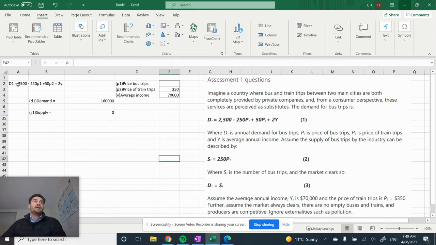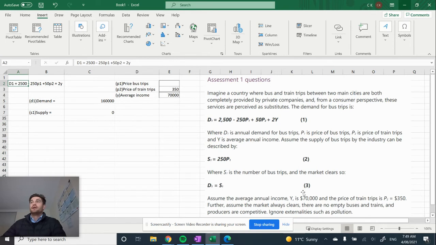All I've done from the start is written that equation here, which is the one they've given us: D1 equals 250,000 minus 250P1 plus 50P2 plus Y2. Whenever I get something like that in economics, I like to break it down into what each of these things actually mean and denote a number to them.